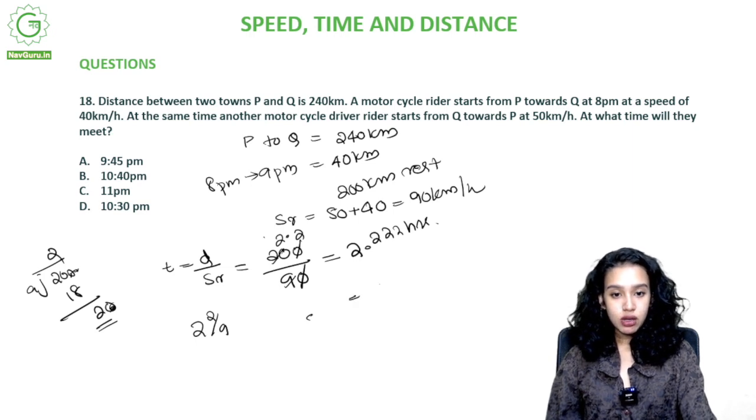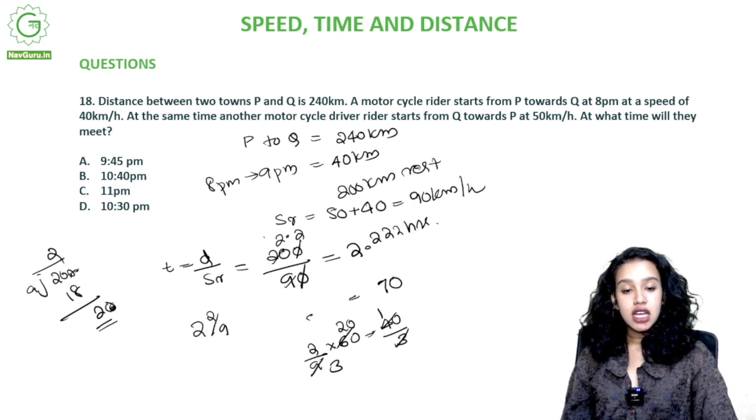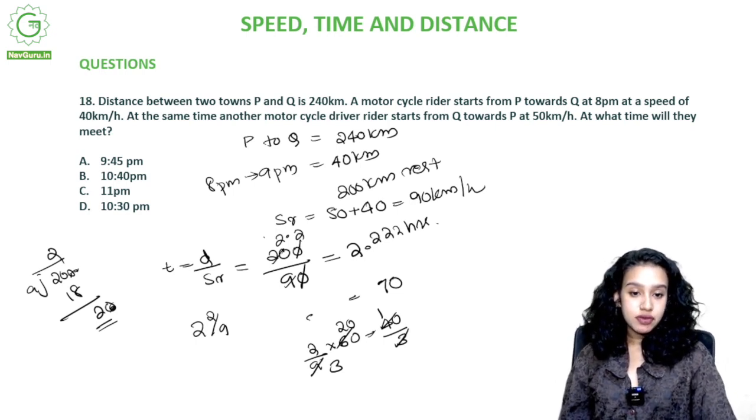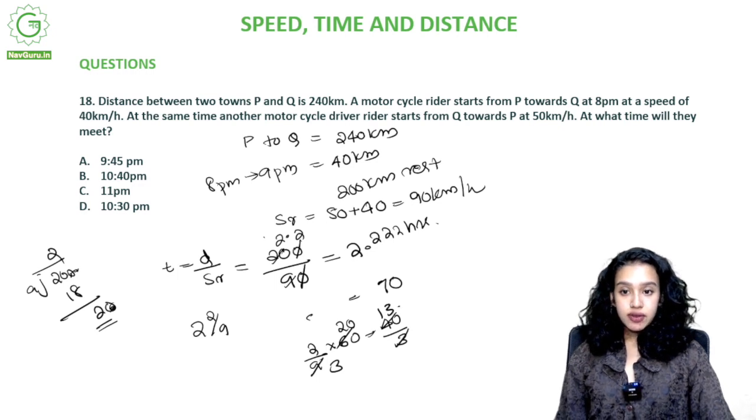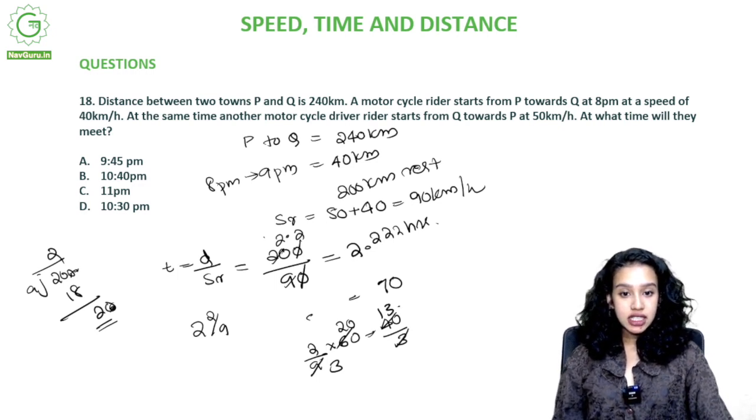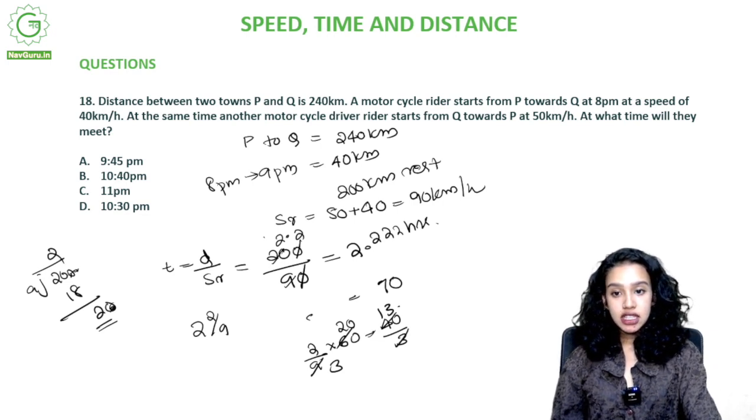So 2 hours added to 8 is 10. Then 2 by 9 of an hour is equal to, we'll multiply by 60, 120 by 9, cutting by 3, 40 by 3, which is around 13 minutes. They will meet at around 10:13.